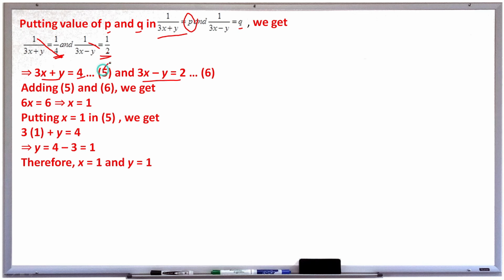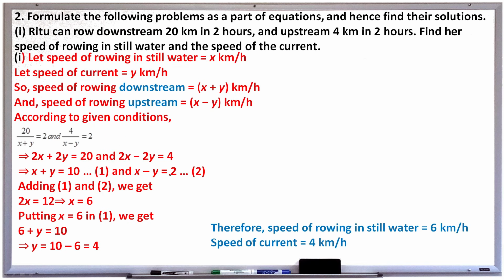Adding equation number 5 and 6, y and minus y will get cancelled. 3x and 3x will become 6x. 4 and 2, adding, you will get 6. 6x is equal to 6, so x is equal to 1. Putting x value 1 in equation number 5, you get y is equal to 1. So x is equal to 1, y is equal to 1 for the given equations.